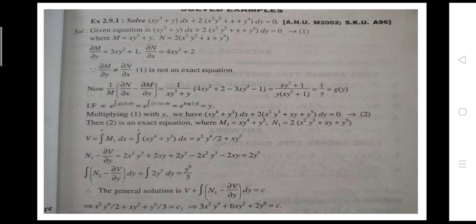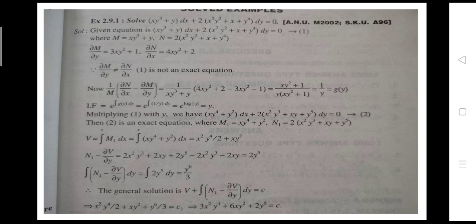If we observe one example that is based on the above concept: solve (xy^3 + y) dx + (2x^2y^2 + x + y^4) dy = 0. Now the solution. The given equation is (xy^3 + y) dx + (2x^2y^2 + x + y^4) dy = 0. This is called equation 1.